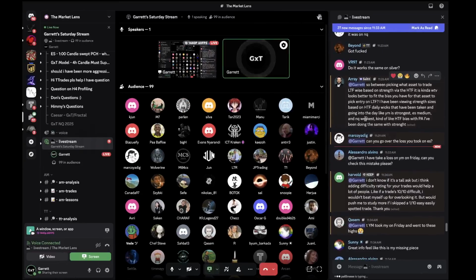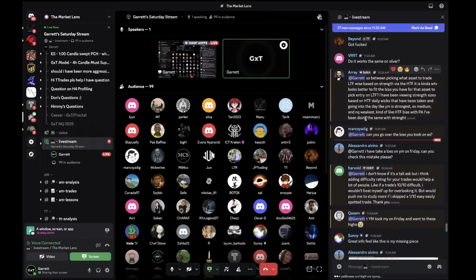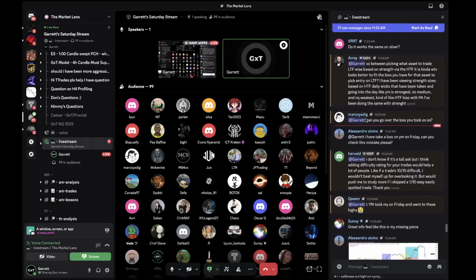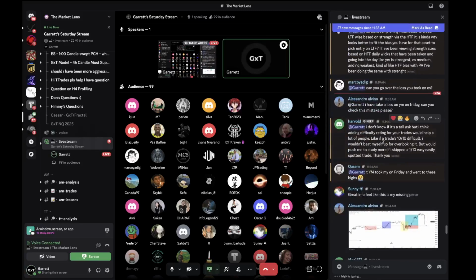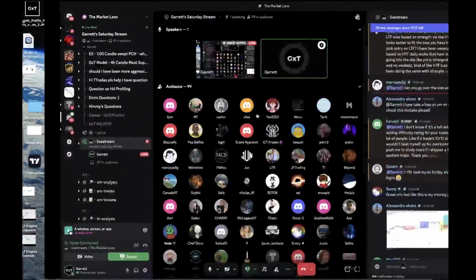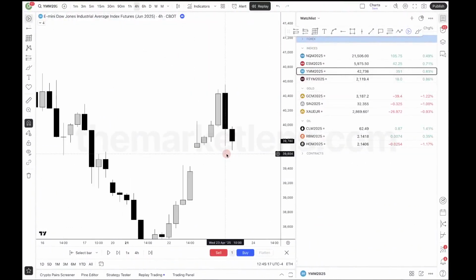I bet a lot of people look at that and think it's super low probability, but they don't have this type of confirmation. You know what I'm saying? It's low probability for sure. It definitely is. It's counter trend, absolutely.